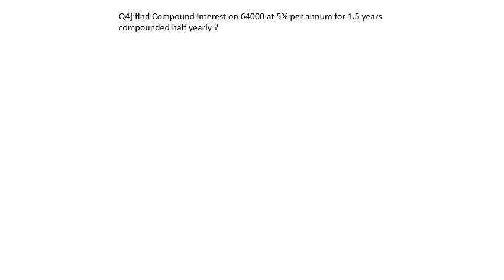Now this is: find the compound interest on 64,000 at 5% per annum for 1.5 years, compounded half yearly. Again, compounding is done half yearly. Per annum rate is 5%, so for half year the rate will be 2.5%. This is the rate. Principal is 64,000, and as it is 1.5 years, I know 1.5 years has 3 half years, means compounding will be done 3 times.